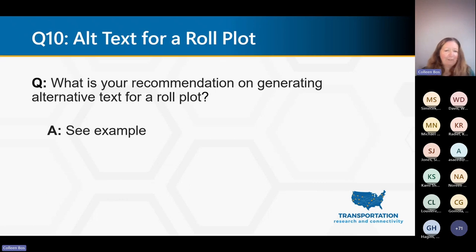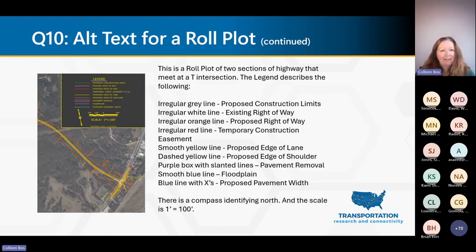Question 10. You guys really threw all kinds of great stuff at me. What is your recommendation on generating alternative text for a role plot? So we're going to take a look at the example that I was sent. This is a role plot, and right beside it is my alt text for this role plot. This is a role plot of two sections of highway that meet at a T intersection.